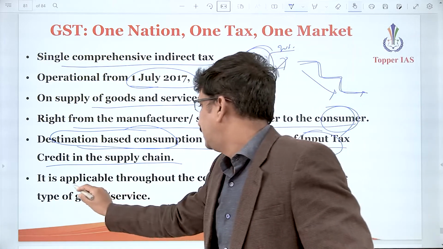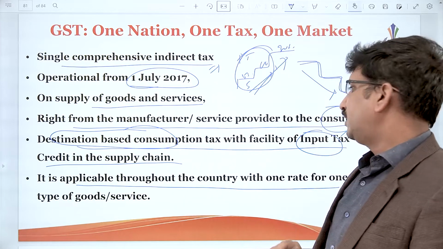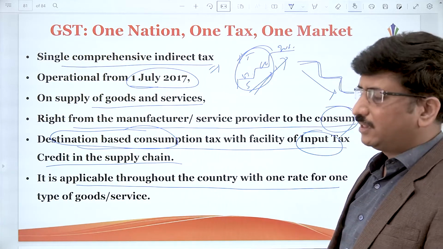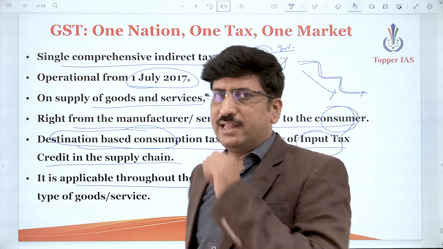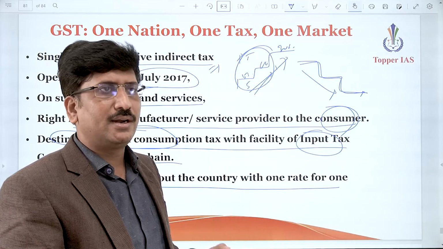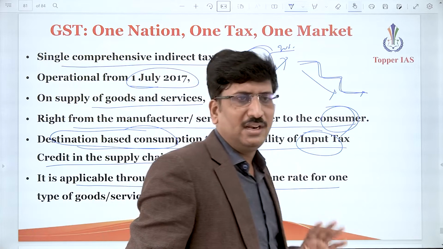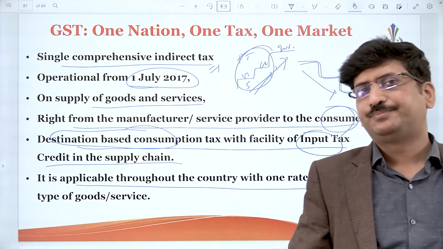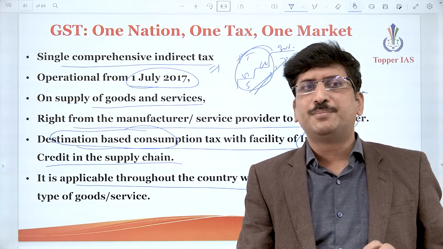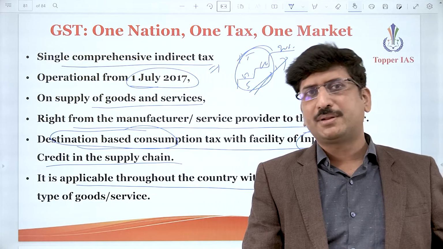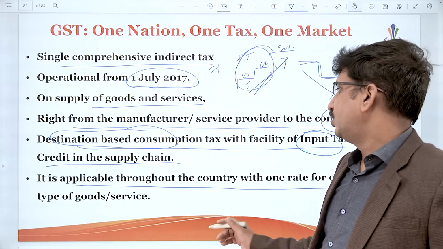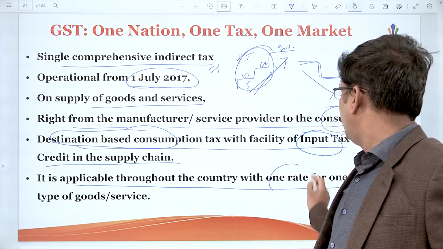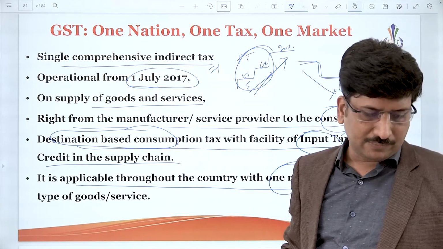Then it is applicable throughout the country with one rate for one type of goods and service. Whether you go to an AC restaurant in Madhya Pradesh, Karnataka or Tamil Nadu, still 18% tax will be there. Or if some product is purchased here in Karnataka at 5%, in Madhya Pradesh or Uttar Pradesh also it is 5%. So throughout the country, one rate is applicable for one type of goods or service.